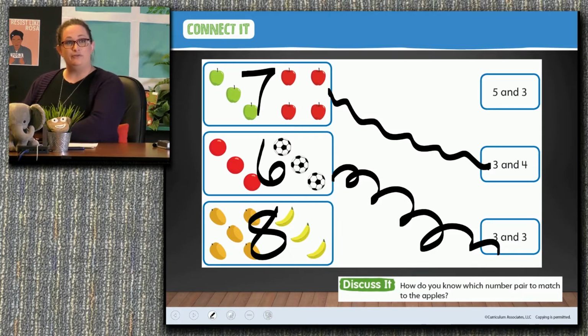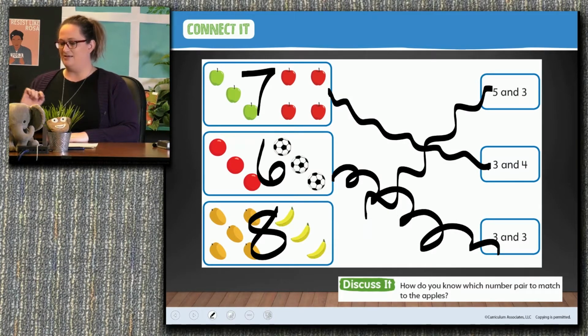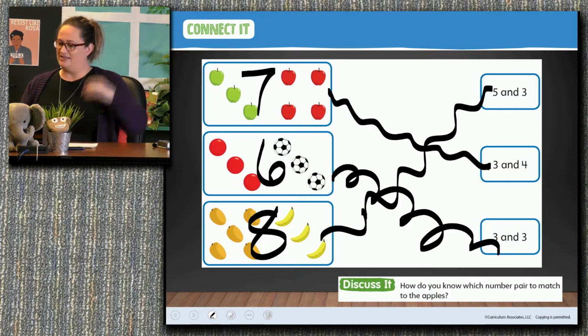Okay, let's see if we can find it. 5 and 3. Is that the same as 5 and 3? Mabel, they're the same, aren't they? Okay, this time we're going to do a ziggy-zag. Ziggy-zaggy, ziggy-zaggy. Ooh, that's fun, isn't it?